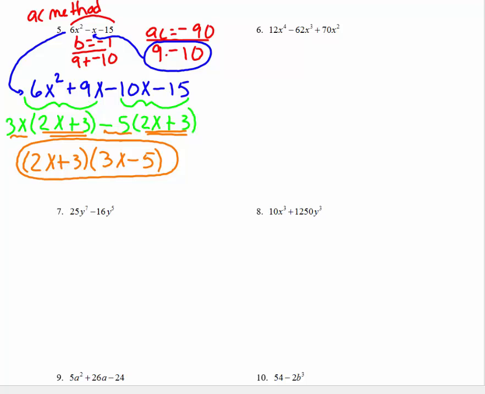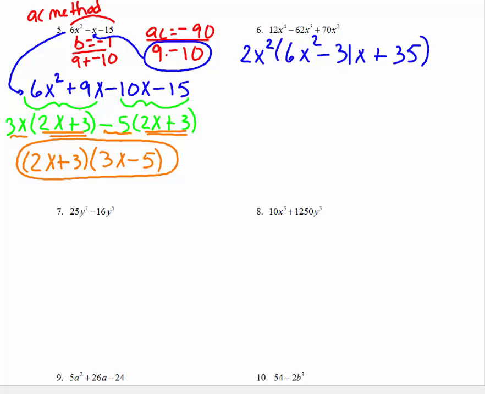Number 6, 12x to the fourth minus 62x cubed plus 70x squared. Looking for a GCF first, and we do see there's a 2 in common with all the numbers and an x squared. So I'm going to take out a 2x squared, and in parentheses I'm going to write what's left. From a 12 I have a 6x squared left, minus 62 divided by 2 is 31. I took out x squared, so I'm left with x, plus 70 divided by 2 is 35. I took out an x squared, so there's no x squareds left.